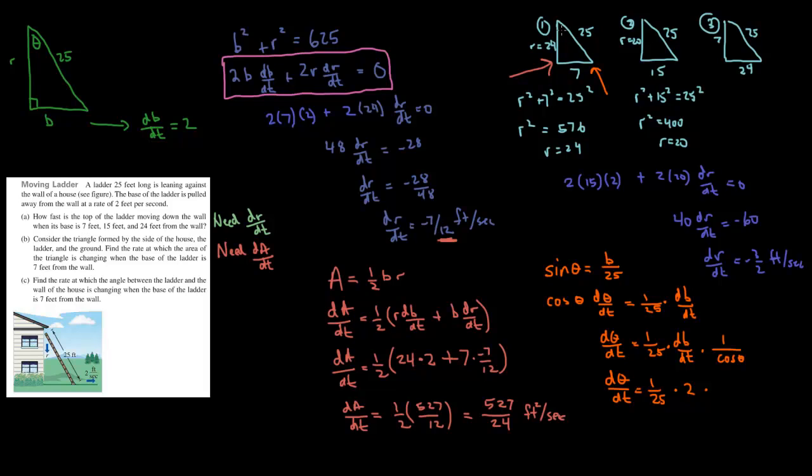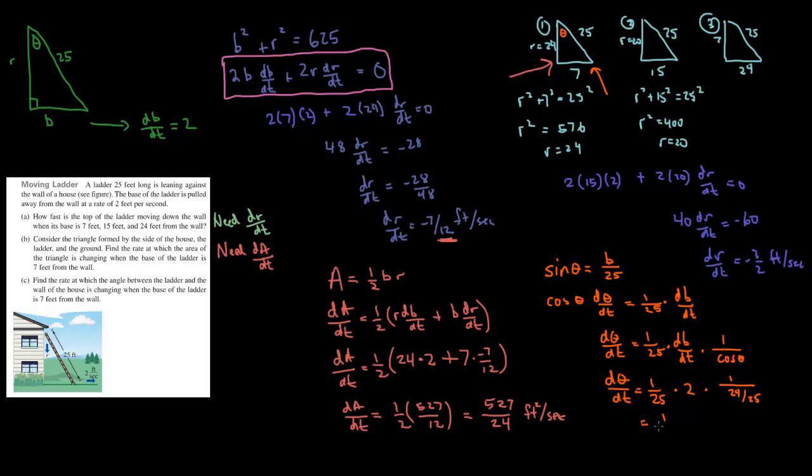Now, if theta is up here, we're talking about when the base is 7 feet away from the wall. So we know that's 24, that's 7, that's 25. So what's cosine of theta? Cosine of theta is adjacent over hypotenuse, so 24 over 25. That's cosine. So 1 over 24 over 25. But of course, I'm dividing there, so I need to take the reciprocal.